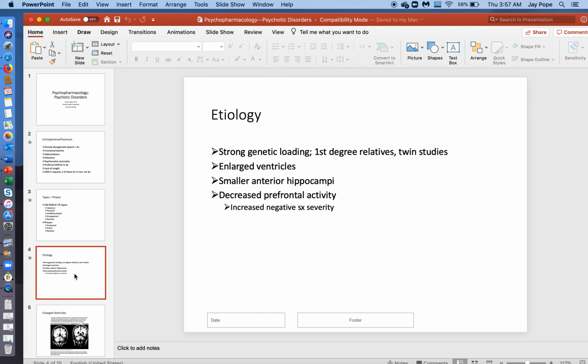Schizophrenia has a very strong genetic loading. That is to say, the closer you are related to someone with schizophrenia, the higher the chances that you'll have schizophrenia. And this has been revealed in those famous studies in psychology called the twin studies, which show that the genetic effects of a particular disorder are very strong and actually increase with age.